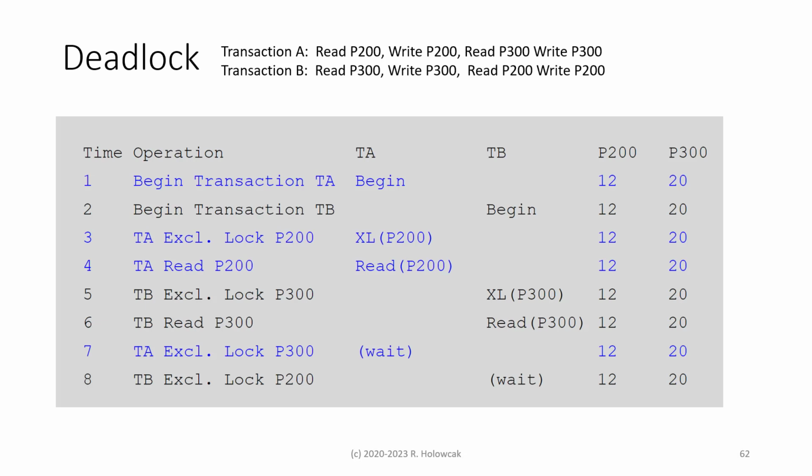Now let's look at a slightly different organization of transactions. Here, transaction A would like to read P200 and write P200. Then it would like to read P300 and write P300. We have a transaction B that's going to start by reading P300 and then write P300. And then B will continue to read P200 and write P200.